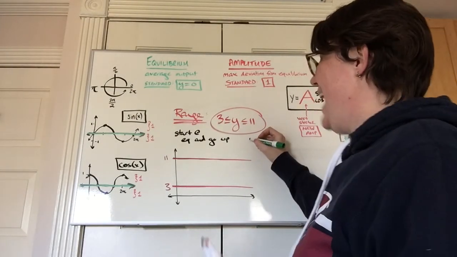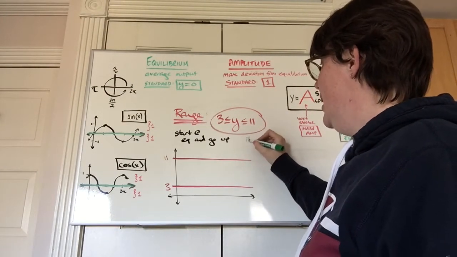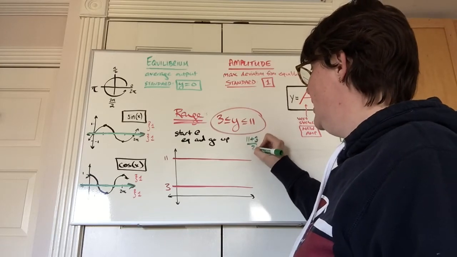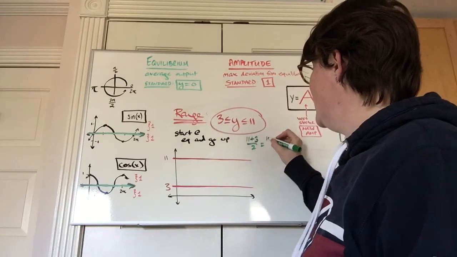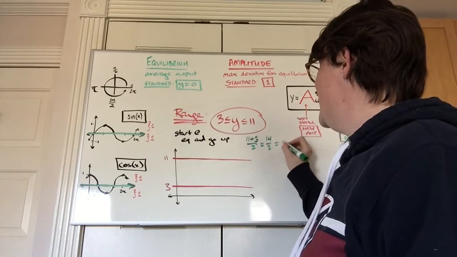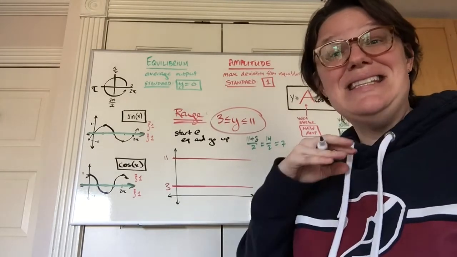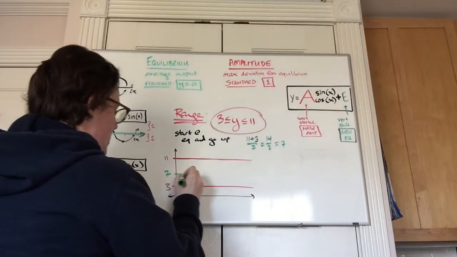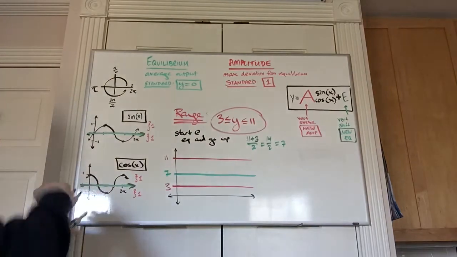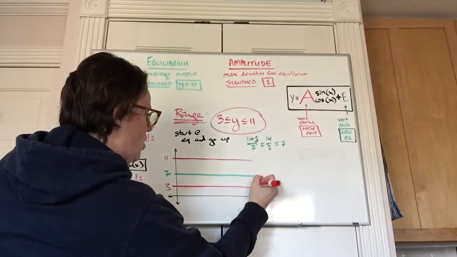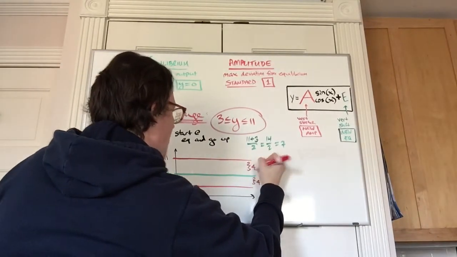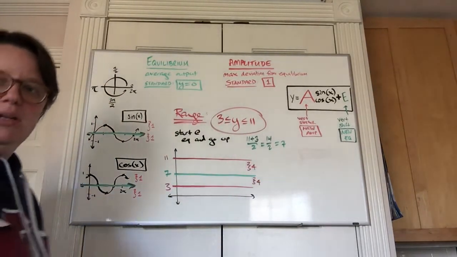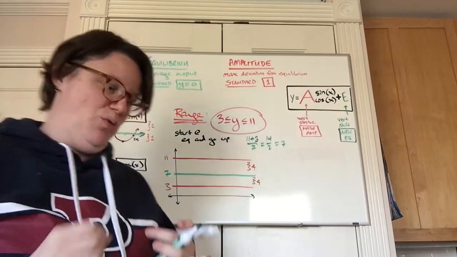So I could say, what is the average of 11 and 3? I'm going to add them together and divide by 2. 11 and 3 add up to 14. 14 divided by 2 is 7. That means 7 is the average. 7's in the middle. So if I draw 7 right here, I'll see 7 is 4 above 3, and 7 is 4 below 11. The fact that it's in the middle is what makes it the equilibrium.